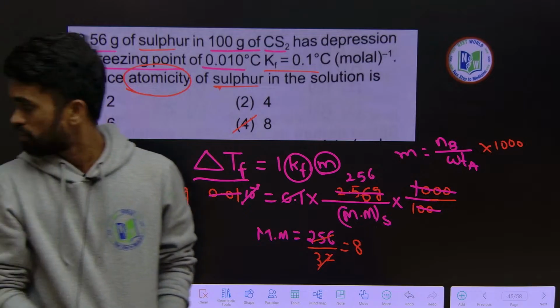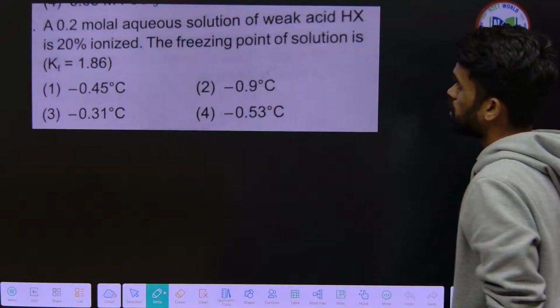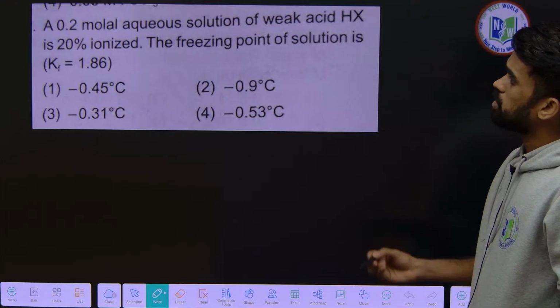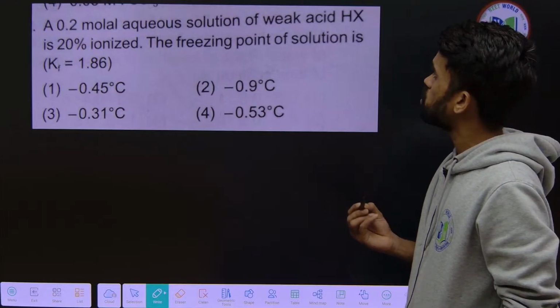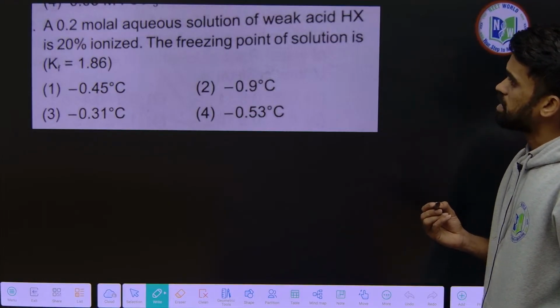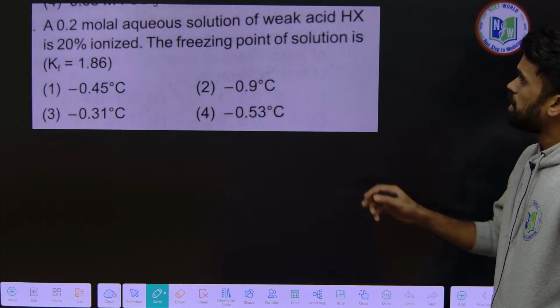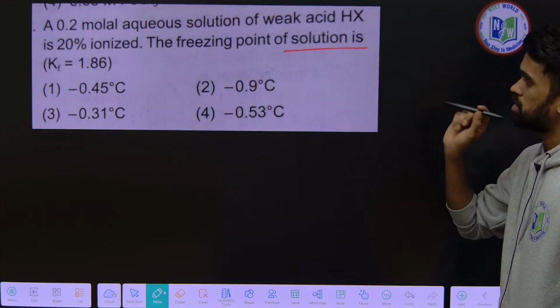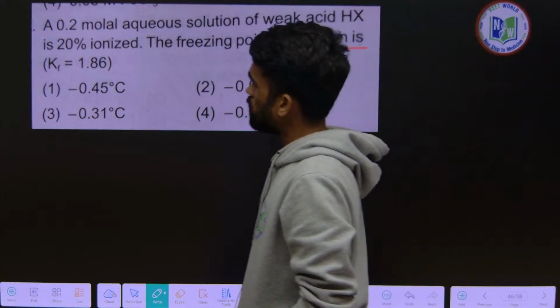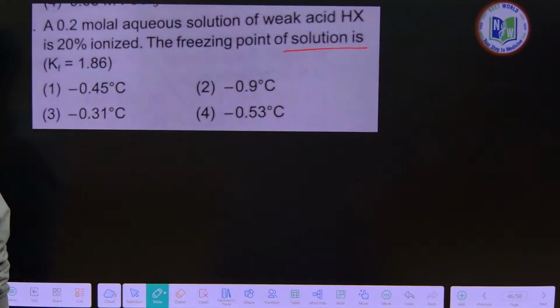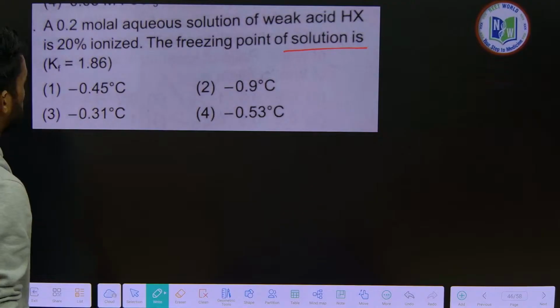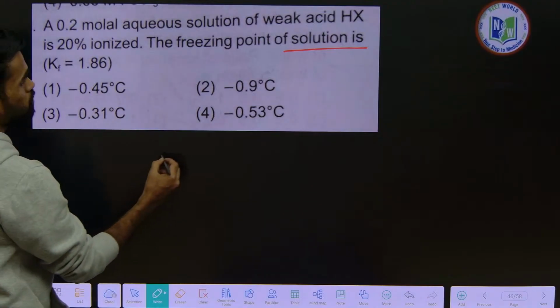Let me move forward with a few more questions. Look at this question. A 0.2 molar aqueous solution of weak acid HX is 20% ionized. Its freezing point of solution is. Very simple again. I will tell you one basic approach for this, which you can follow further. So, freezing point of solution.